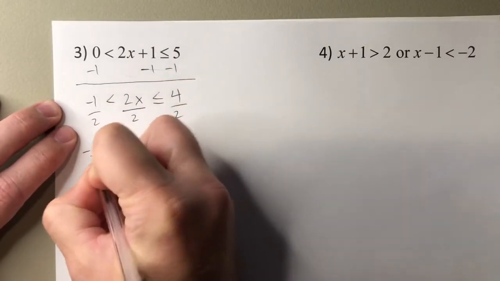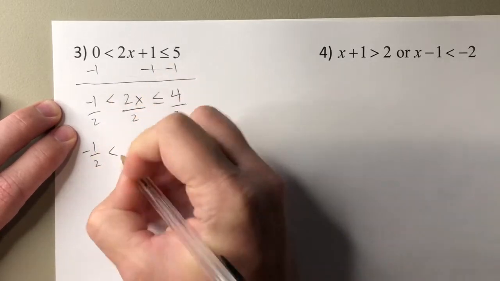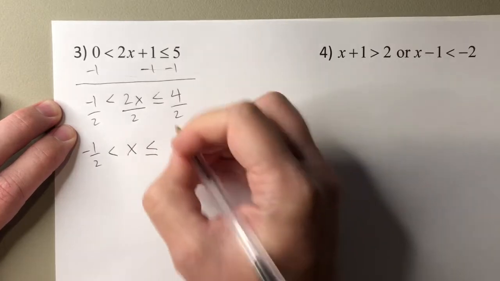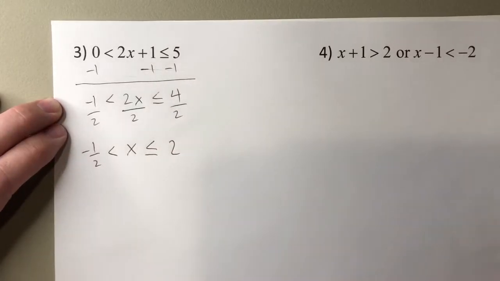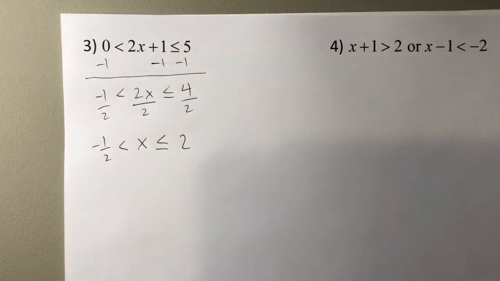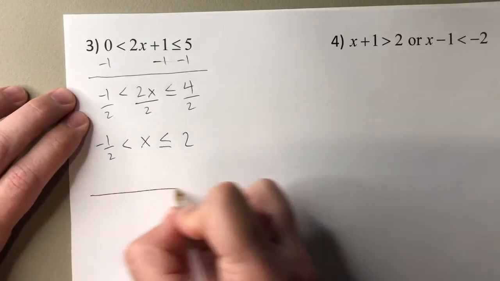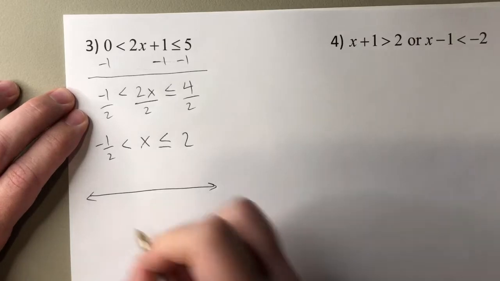So now we have negative 1/2 less than x, with the x alone. That's our goal. Less than or equal to 2. Okay, so we're finished solving this inequality. Hopefully that's not too difficult. Now from this point, we should be able to graph this on a number line.